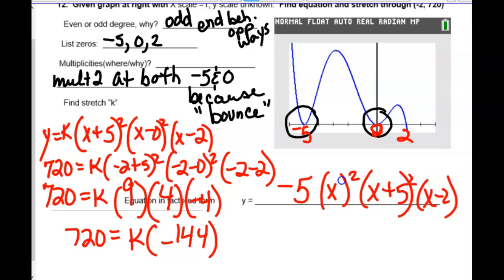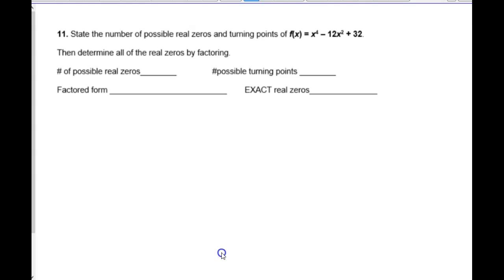That's it. This is a degree. What degree is this one? 5, right? Degree 5, because we had multiplicity 2, multiplicity 1, 2, and multiplicity 1. That's 5. Okay. What else?